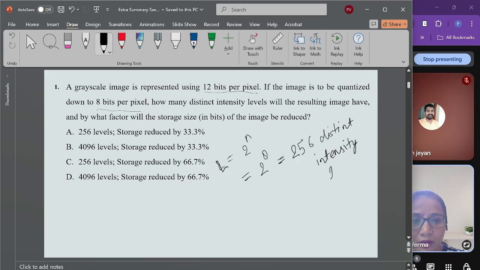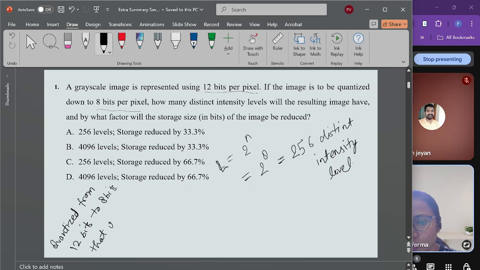Intensity levels. Now, next they have asked by what factor the storage size of the image will be reduced. As for the storage reduction, we have quantized from 12 bit to 8 bit.